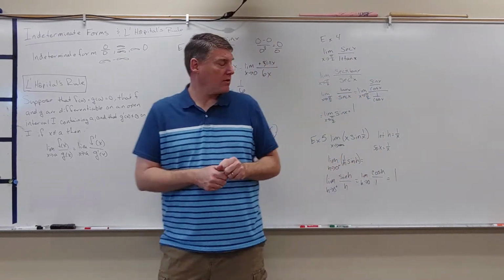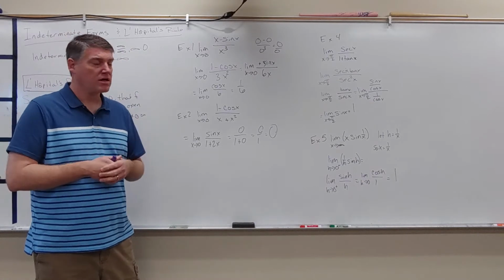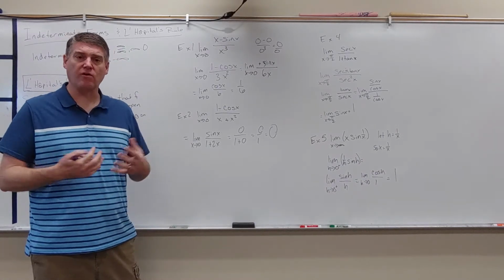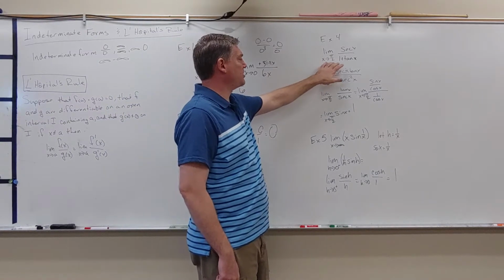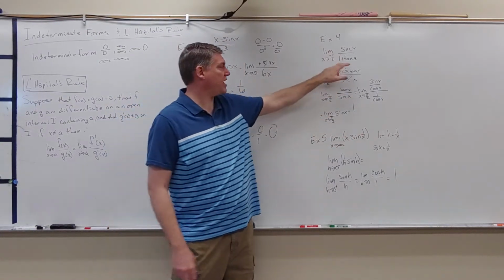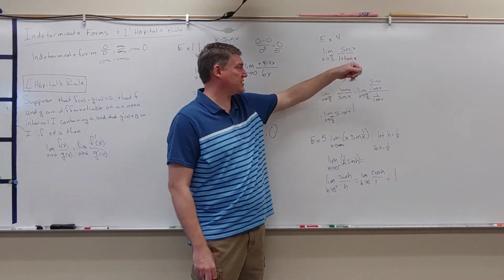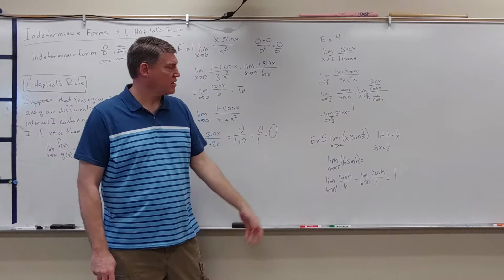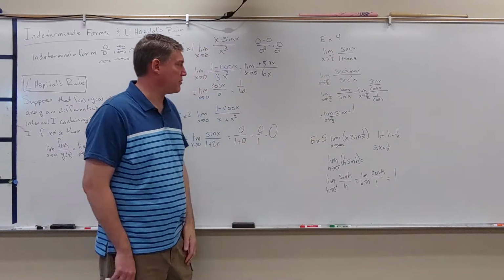Okay? So the next one is a little bit harder. So this is going to be that infinity over infinity. So I have the limit as x approaches pi halves of secant over 1 plus tangent. Well, if I plug in pi halves to secant, you can look at your radian conversion chart, I get infinity over infinity. It's probably typically infinity plus 1.